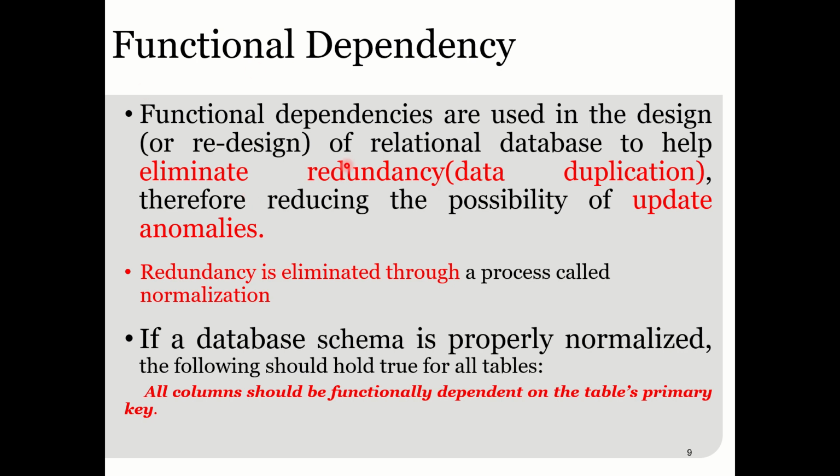This is kind of the definitions which we have to follow in any of the textbooks. So functional dependencies are basically used in the design of relational databases. Okay, and why are we using that? We are using it to eliminate the redundancy or the data duplication, and it will reduce the possibility of update anomalies. So redundancy is eliminated through normalization. We already know that. So if a database schema is properly normalized, then all columns should be functionally dependent on the table's primary key.